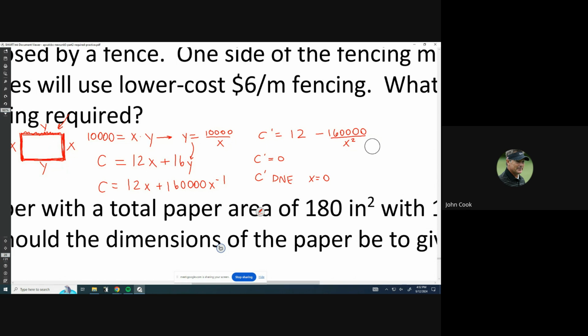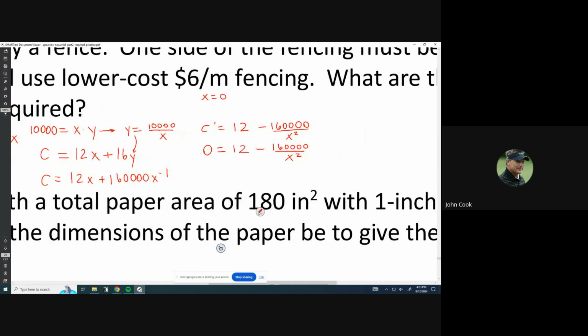And next, the other way that I can get critical numbers is by taking the cost function and setting it equal to 0. So that's what I'm going to do. I'm going to take the cost function and set it equal to 0. 12 minus 160,000 over x squared. And let's remember that we have a critical number of 0 already. Let's find some other ones. So how would you solve this one?